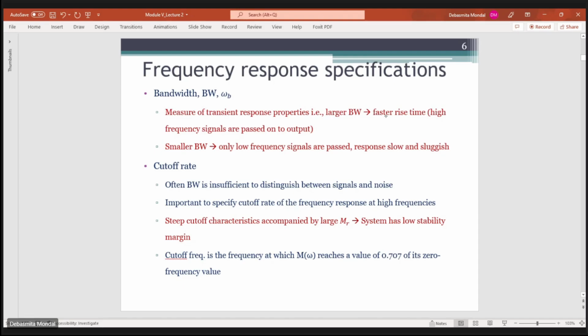The cutoff frequency is basically the frequency at which M(omega) reaches 0.707 of its zero frequency value. So this cutoff frequency and the bandwidth omega b are the same, but the rate at which the slope of the curve M(omega) changes at the high frequency range, at the value of omega b, signifies the cutoff rate. And if you have very steep cutoff characteristics along with a very large value of the resonant peak, then you can say that the overall system stability reduces.